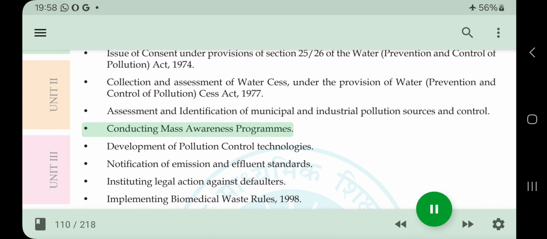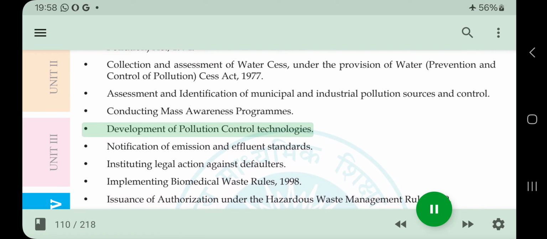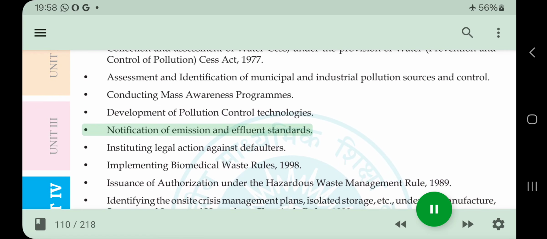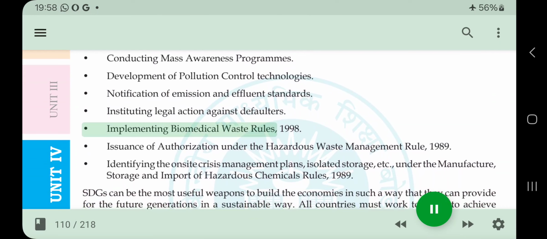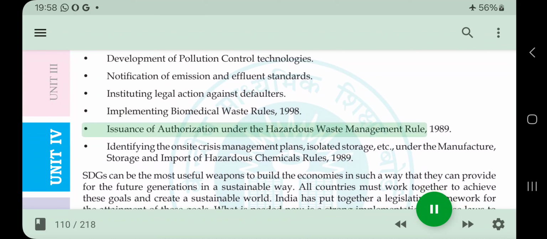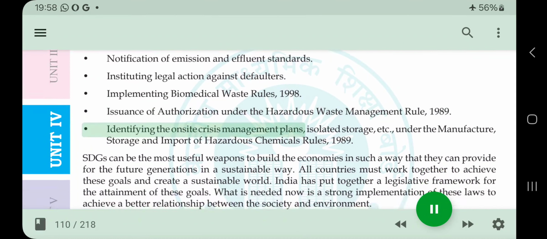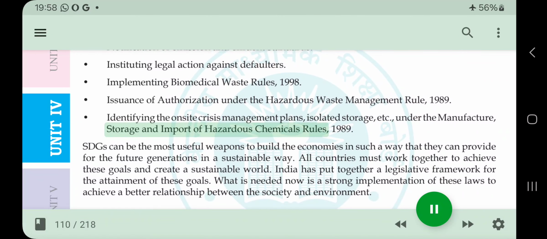Conducting mass awareness programs. Development of pollution control technologies. Notification of emission and effluent standards. Instituting legal action against defaulters. Implementing Biomedical Waste Rules, 1998. Issuance of authorization under the Hazardous Waste Management Rules, 1989. Identifying the on-site crisis management plans, isolated storage, etc., under the Manufacture, Storage and Import of Hazardous Chemicals Rules, 1989.